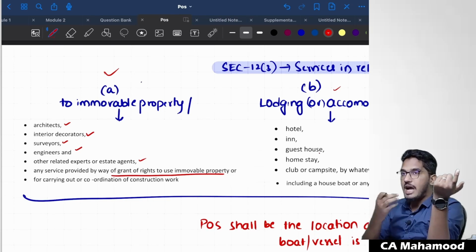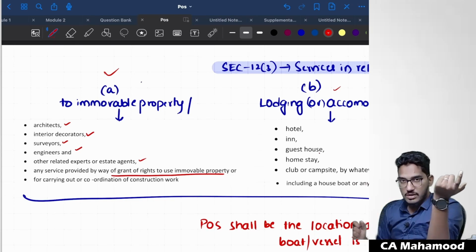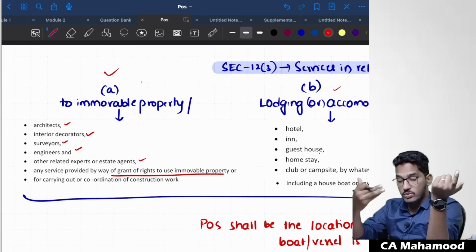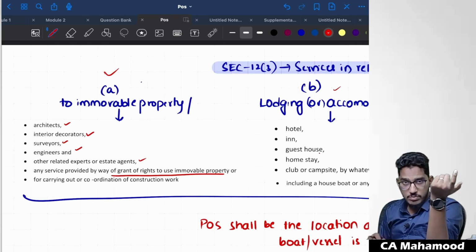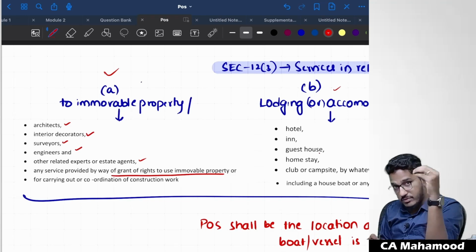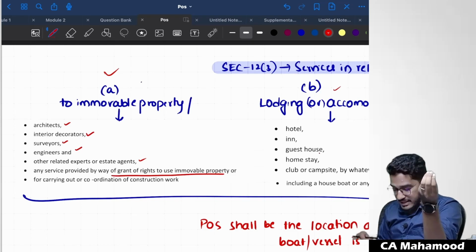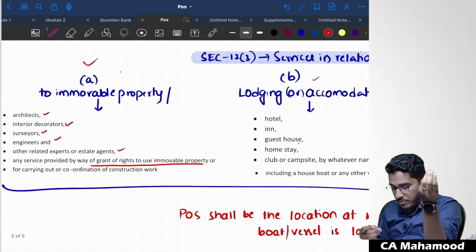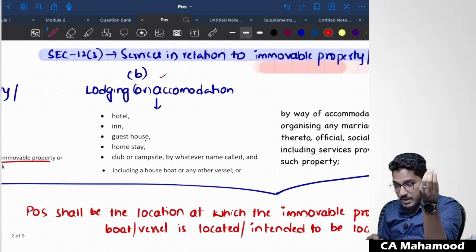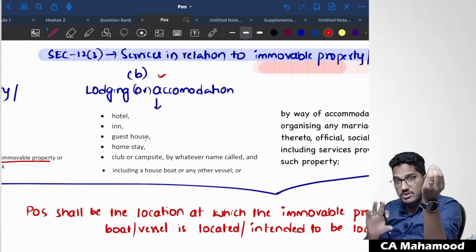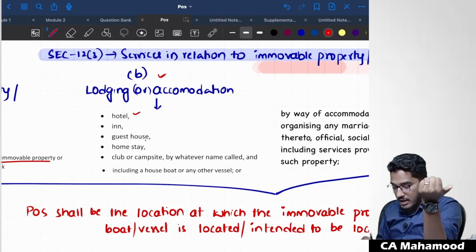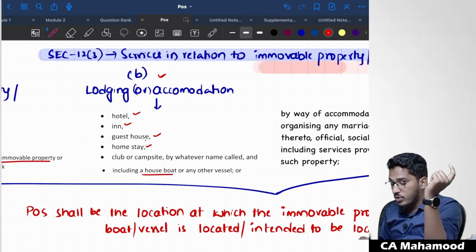I am providing construction services on one land. I am constructing a building on a land. That is also a service in relation to immovable property. So under clause A, 12 subsection 3 clause A, it is talking about services which are directly related to immovable property, like architects, interior decorators, surveyors, engineers, real estate agents, or right of use of immovable property or carrying out of the construction work. Clause B talks about if you are providing lodging or accommodation, that could be in a hotel, that could be in an inn, that could be a guest house, homestay, club or campsite, by whatever name you want to call it, including a houseboat or any other vessel.